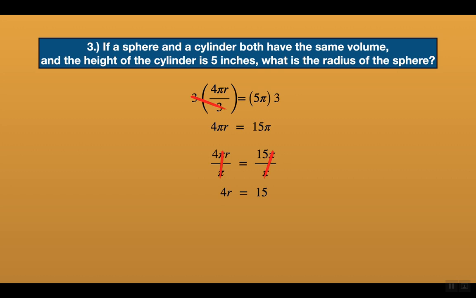For our last step, we're going to divide both sides of the equation by 4. And that's going to give us r equals 15 divided by 4. When you divide those two numbers, that's going to give us our answer. The radius of the sphere is 3.75 inches.